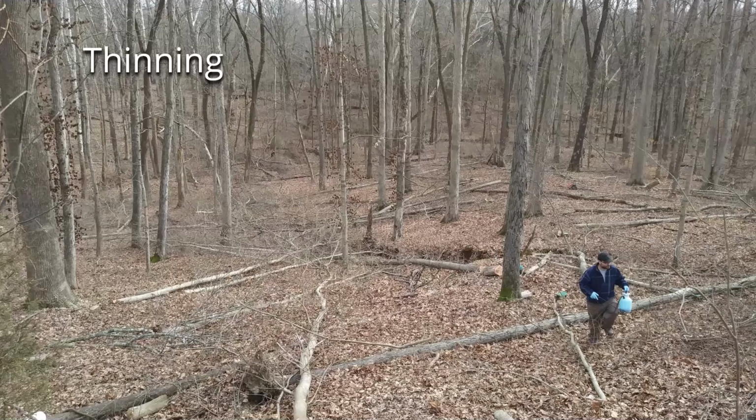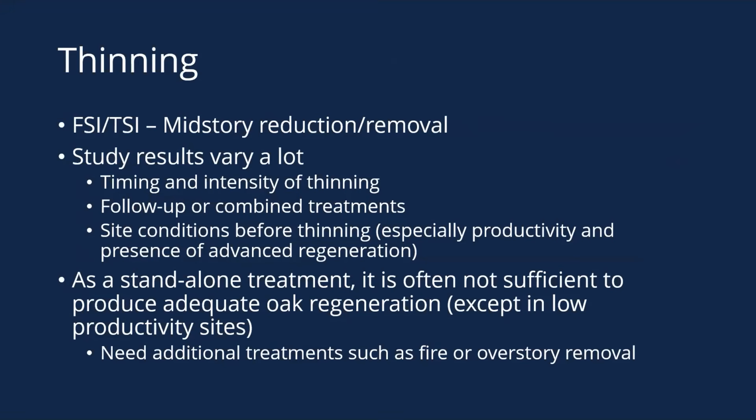Let's talk first about thinning. And so one of the common things you hear in Illinois is TSI or FSI, which stands for timber stand improvement, forest stand improvement. Usually those terms are used basically to mean a mid-story reduction or a mid-story removal. And so it's removing competing less desirable tree species out of that mid-story to get better light conditions to the understory. So the studies on how effective thinning is really vary a lot.